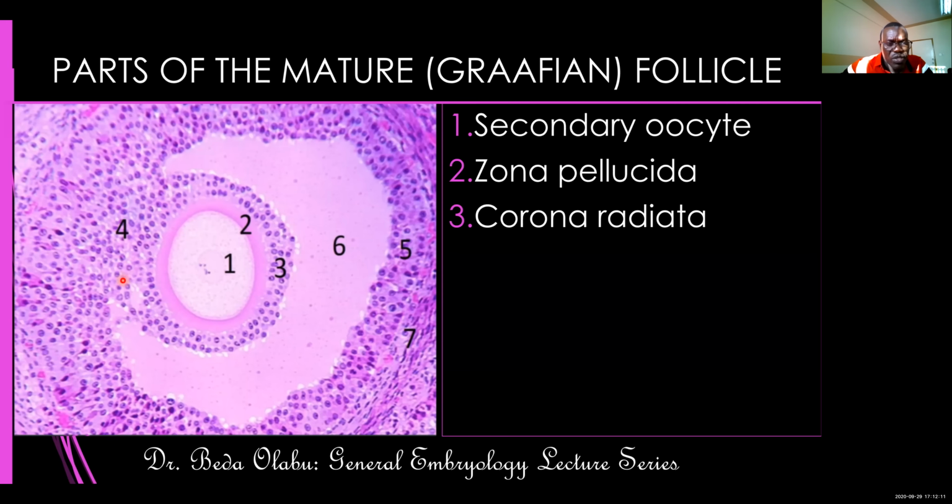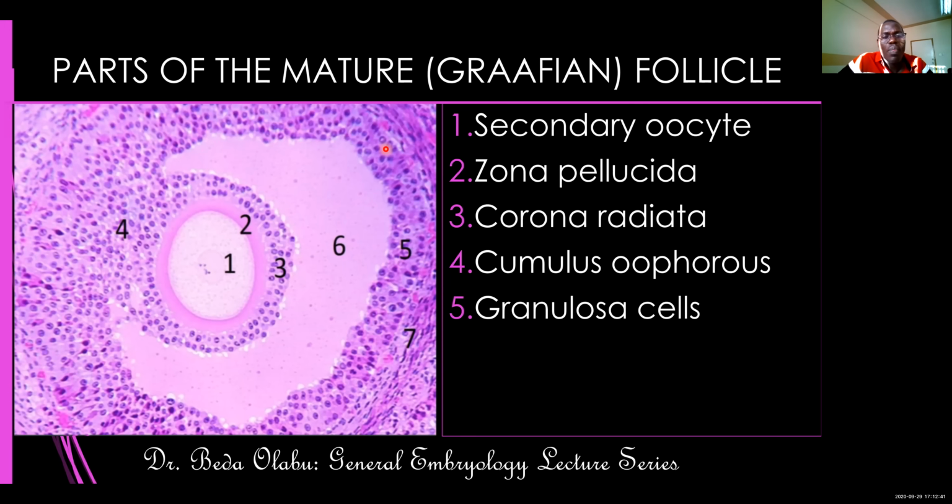The population of follicular cells which suspend the oocyte within this antrum is what we are calling the cumulus oophorus. And finally, the population of follicular cells which are external to the antrum, these ones are the ones we call the granulosa cells.